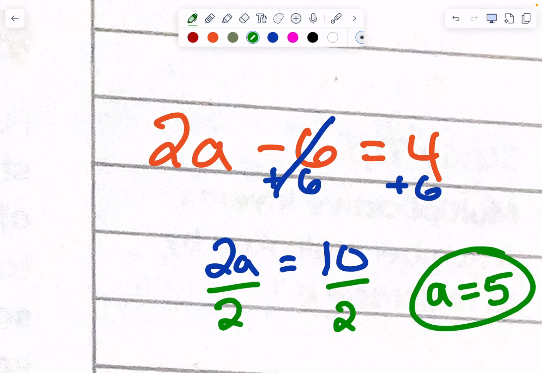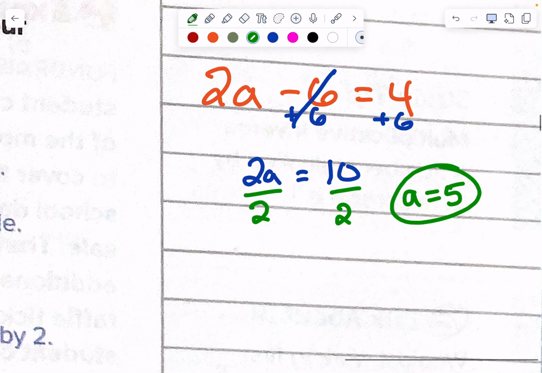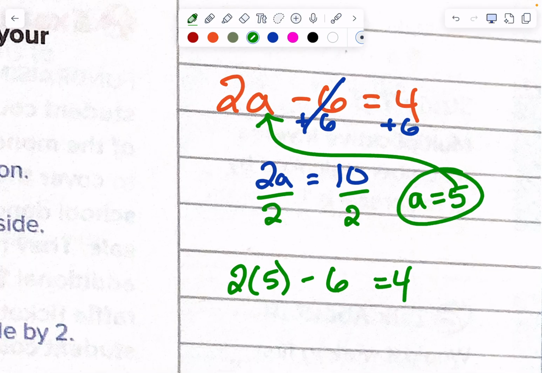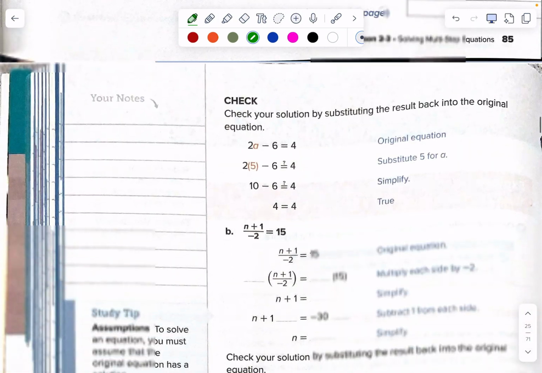Now, if I got 5 as the answer, it's not a bad idea to plug it back in here and see if I get 4. So 2 times 5 minus 6, does that come out to be 4? Yep. 2 times 5 is 10, minus 6 is 4. It checks out. I can always check my answer. Good? Okay, let's go to B on the next page.